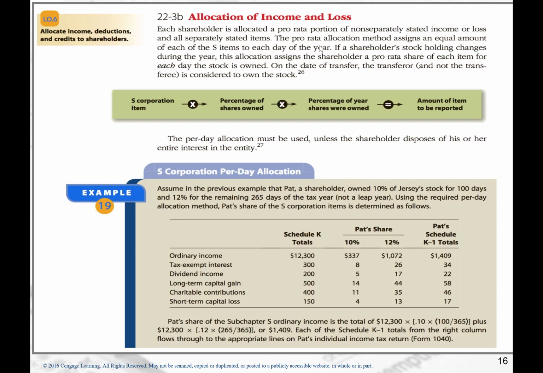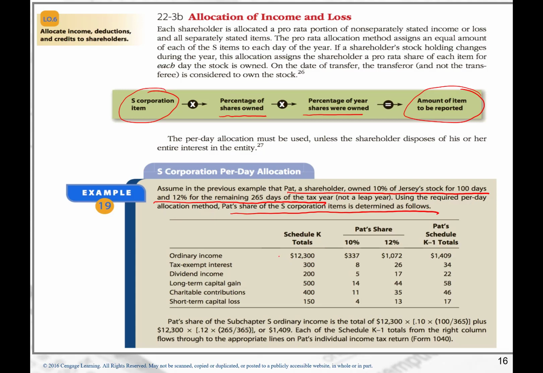Okay, all right, so let's just go ahead and take a look at how we'll do this. We'll take whatever the item is that we're trying to distribute, times the percentage of shares owned, times the percentage of the year the shares are owned, and that's the amount that will be reported to that particular shareholder. Pat, a shareholder, owned 10% of Jersey stock for 100 days, and 12% for the remaining 265 days of the tax year, and it's not a leap year. Using the required per day allocation method, how will we calculate Pat's share?